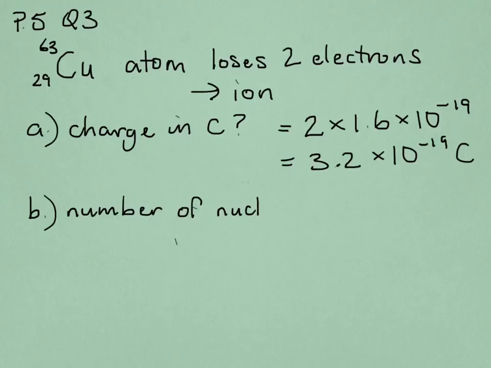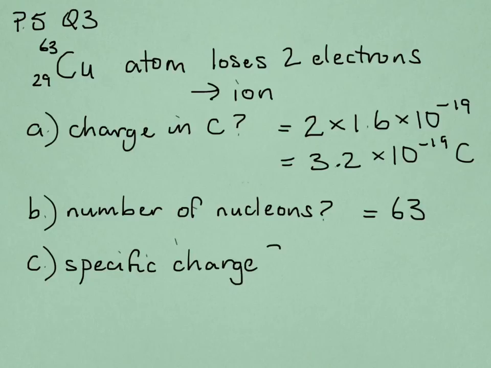The second part of the question asks for the number of nucleons. Well, that's quite easy because it's just the mass number at the top here. So that's 63. And then the third part of the question asks for the specific charge of this particular ion.